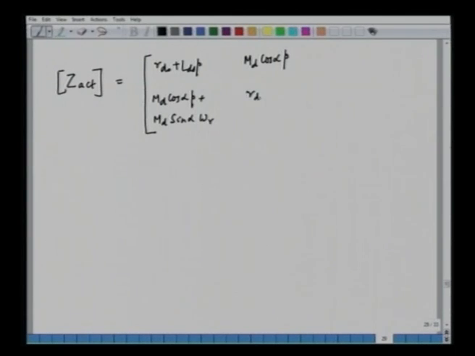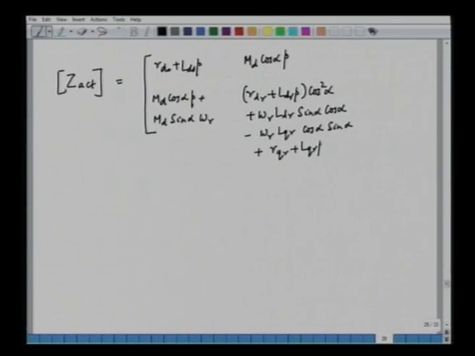Then here we have RDR plus LDRP cos square alpha plus omega r LDR sin alpha cos alpha minus omega r LQR cos alpha sin alpha plus RQR plus LQRP into sin square alpha. So, this is Z actual.